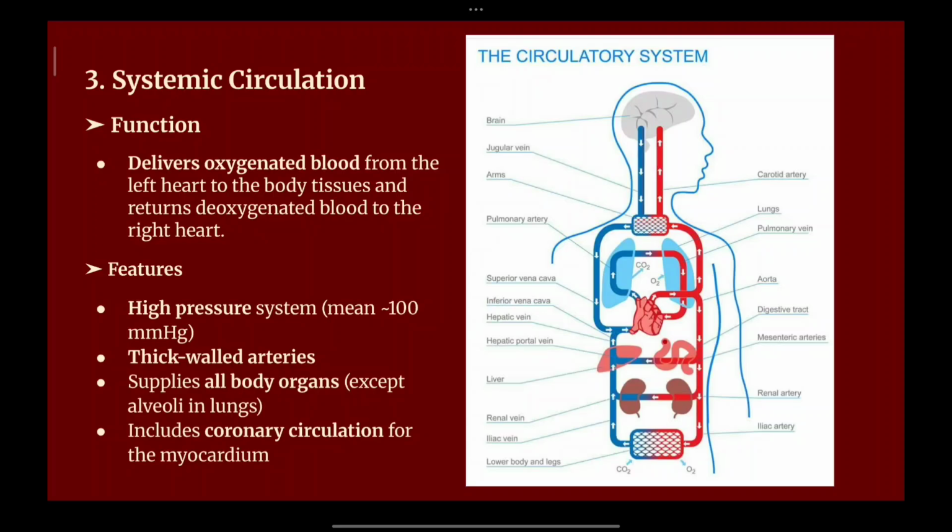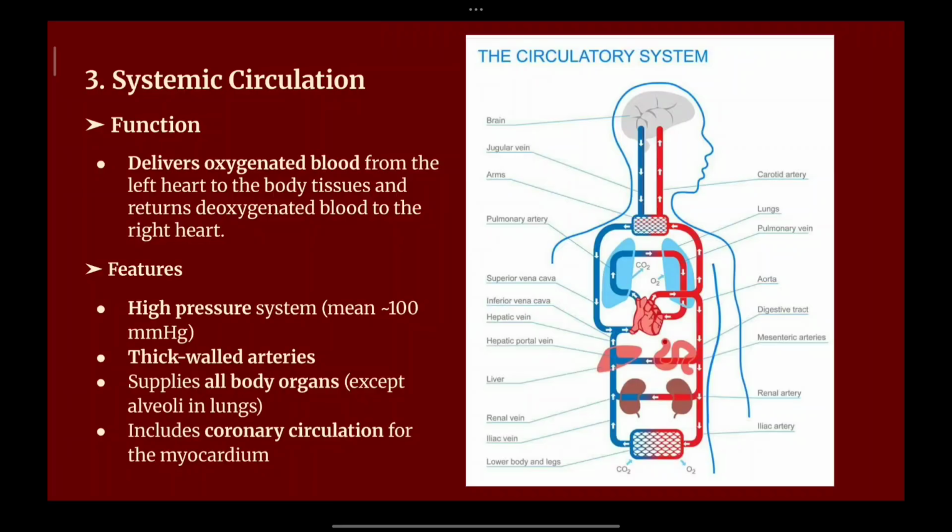These body cells use the oxygen through diffusion and give out deoxygenated blood. The deoxygenated blood is received by the right heart. Now the features of the systemic circulation: it is a high pressure system wherein much effort is required to push the blood to the whole body.